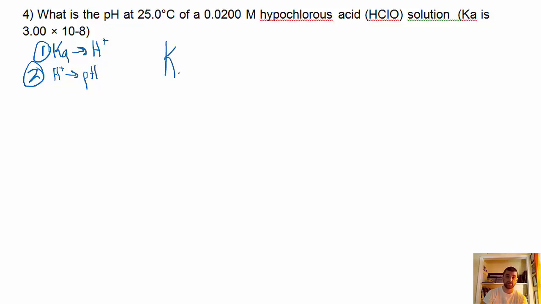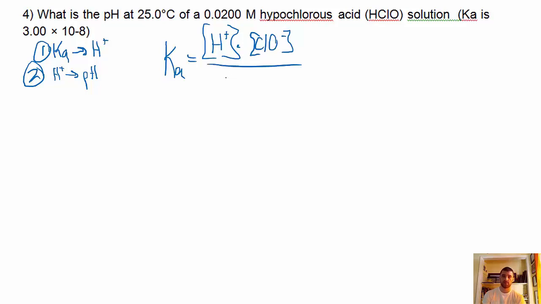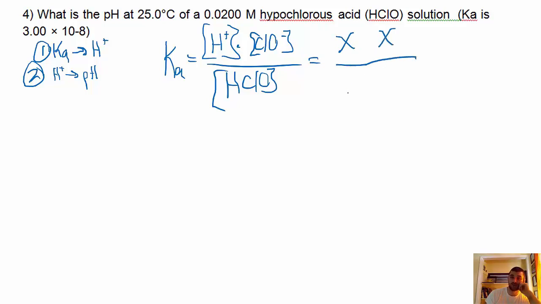All right, well, let's set it up. I got my Ka is going to equal the H plus concentration times the ClO minus concentration all over the HClO concentration. So we're going to have X amount of H plus. We're going to have an equal amount of ClO minus all over, well, we started with 0.0200 molar minus the amount that dissociated. How do you get that?